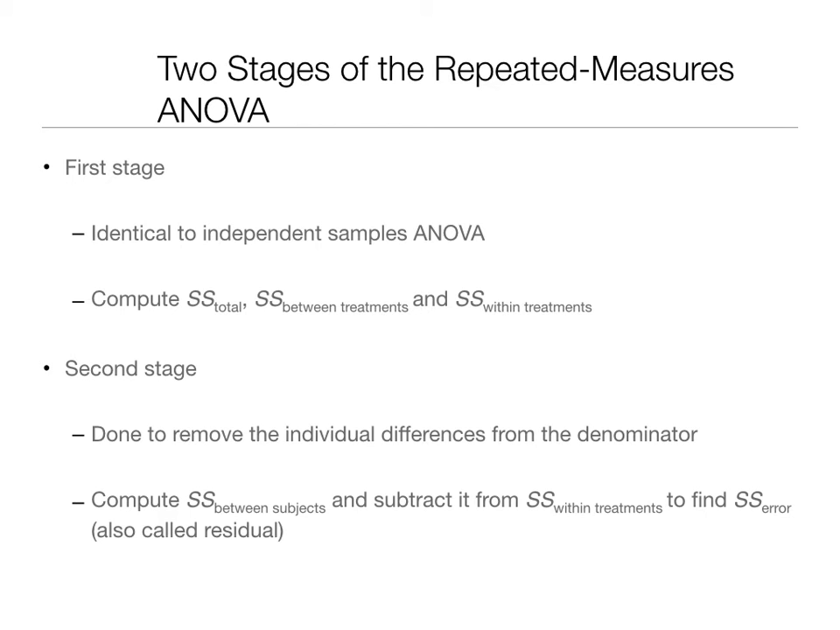We're going to compute the sums of squared total. We're going to compute the sums of squared between treatments, and we're going to compute the sums of squared within treatments. What happens in stage 2, in this second stage, is this is where we figure out how much individual difference there is in this sums of squared within treatments. We quantify that, and we call that sums of squared between subjects. We subtract this, we just remove it mathematically from sums of squared within treatments, and what we're left with is sums of squared error. Again, this is also called the residual.